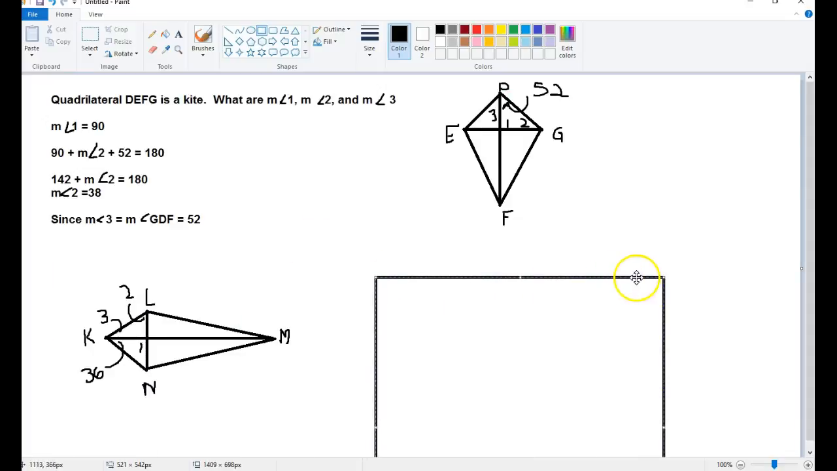I have one for you here. This is angle 1, 2, and 3, and this over here is 36. So your question is to find these different angles.